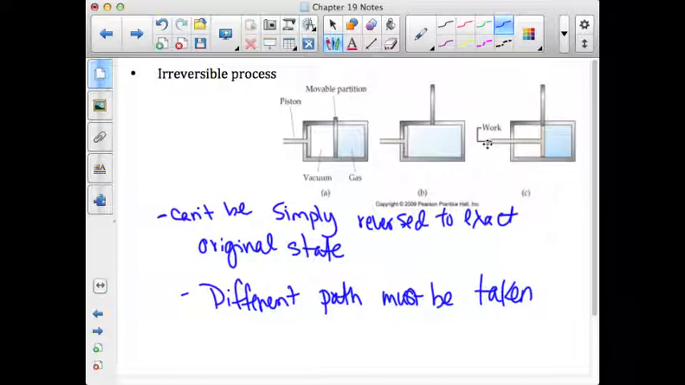So if you take a piston, you push it in, and it'll push all of that over, and then I can get it all on that side. But that's a different path than I originally took the first time.